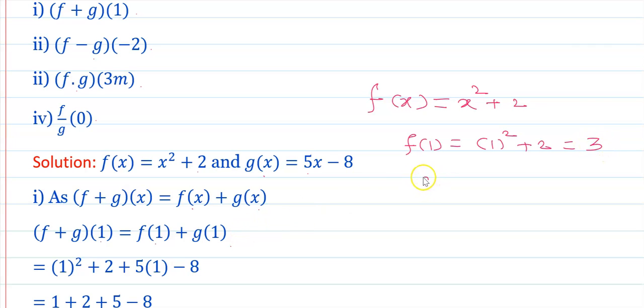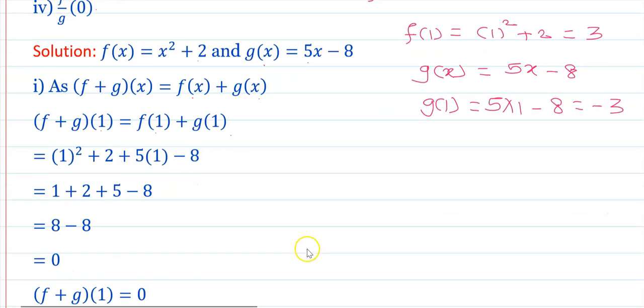And what is the value of g of x? g of x is equal to 5x minus 8, and g of 1 is equal to 5 into 1 minus 8, and that is equal to minus 3.